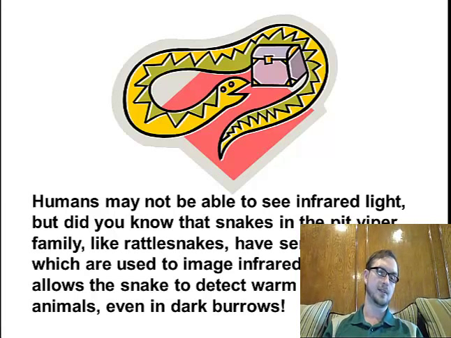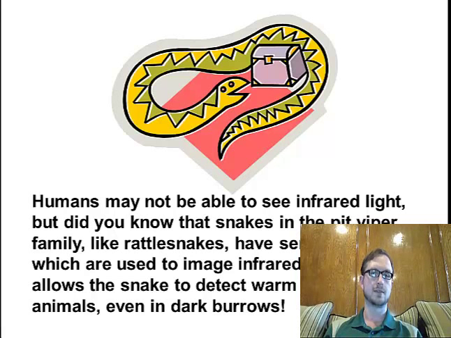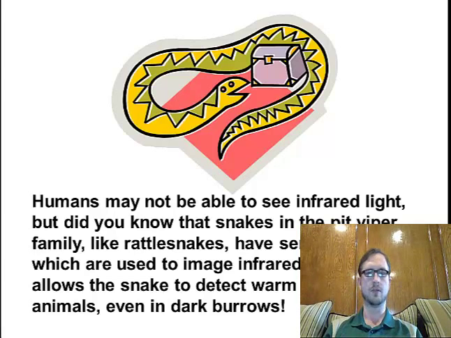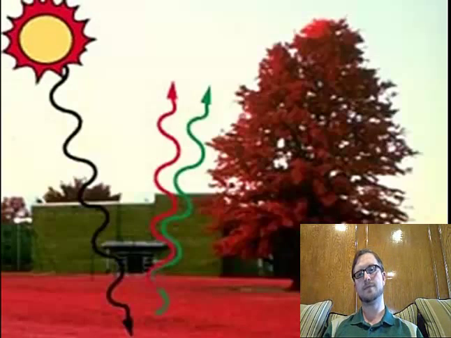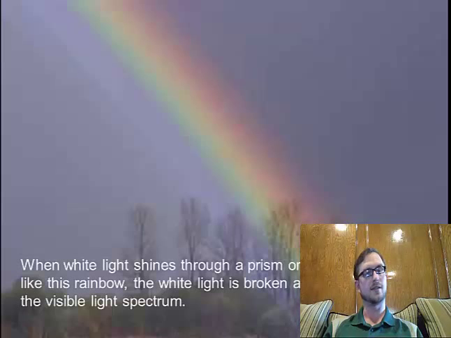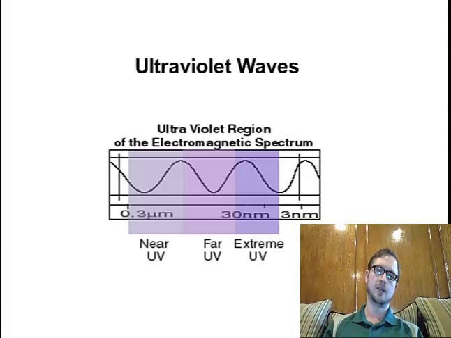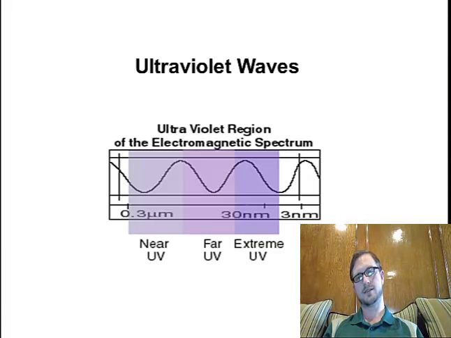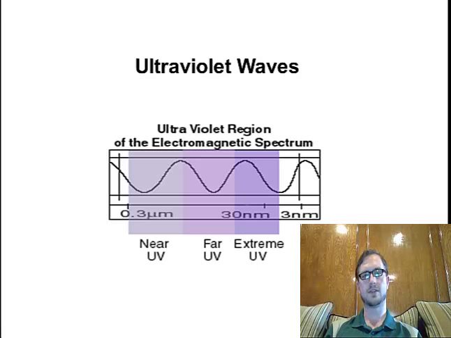Some creatures have different eyes than you and I have, different senses. So for example, rattlesnakes can see below red. They can see into the infrared, things that we don't pick up at all. Visible light we're most familiar with. It's visible. These are all the colors we see, from red, orange, yellow, green, blue, indigo, and violet. It's actually a relatively small area.